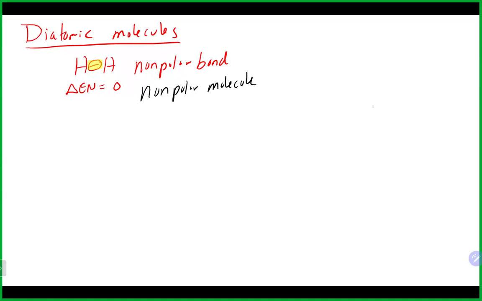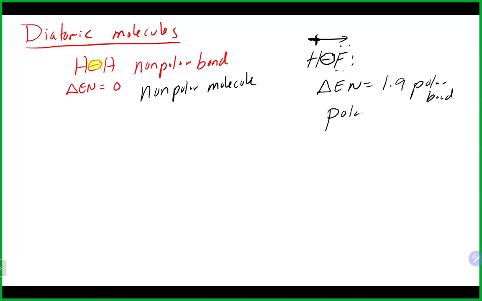Now, if you had something like HF that we saw earlier, the difference in electronegativity is something like 1.9, which makes it a polar bond, where it is more electronegative in the direction of the fluorine. Remember that the arrow points to the more negative side of the bond, and the back end of it, where it makes a plus sign, is the more positive side. That is a polar bond. And for the same reasoning, that is the only bond in the entire molecule, and it is polar, so this would be a polar molecule as well.